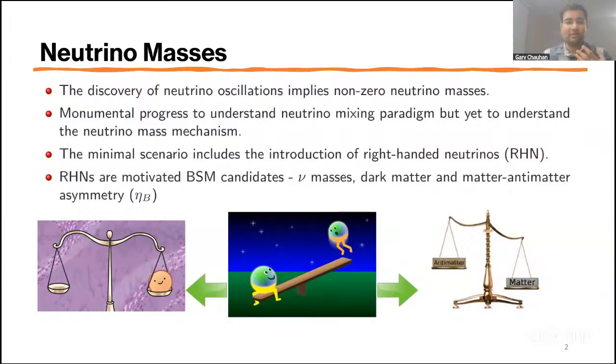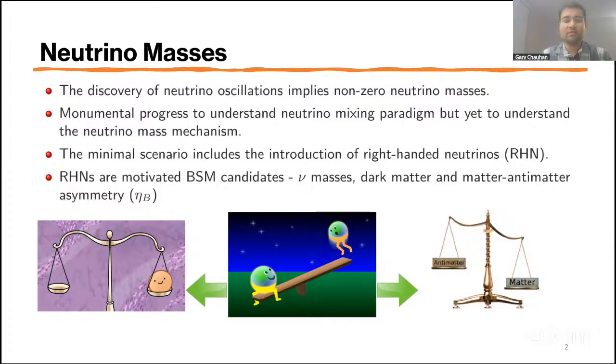I want to give a brief overview of the motivations. We know that we have discovered neutrino oscillations, and they imply that neutrinos have non-zero masses. So at least two of the active neutrino states are massive. The third one can still be massless. There has been great progress in understanding this 3x3 neutrino mixing paradigm, but we still need to understand how the actual neutrino mass mechanism takes place, which we don't know about.